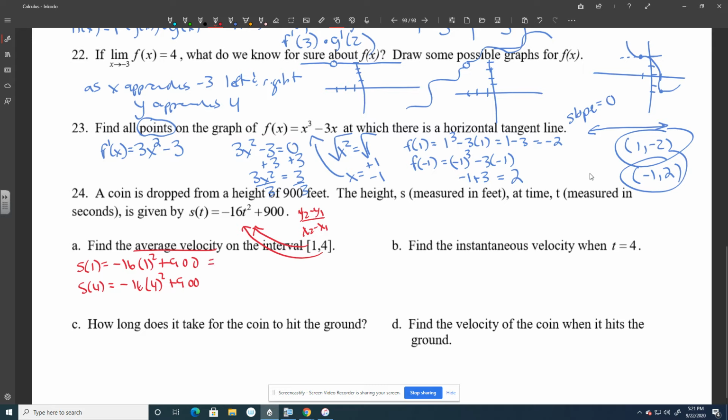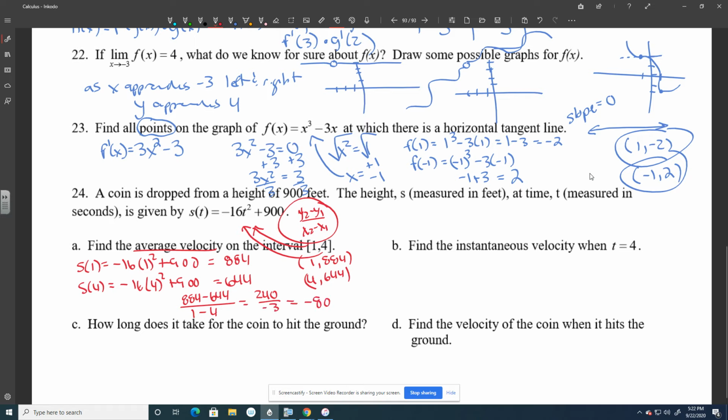So this one is going to come out to be, what, 884. And this one comes out to be 644. So those are my points, 1, 884 and 4, 644. So I need to fill out this formula to get my average velocity. So I'm going to take 884 minus 644 over 1 minus 4. So this is going to equal 240. This is going to equal negative 3.